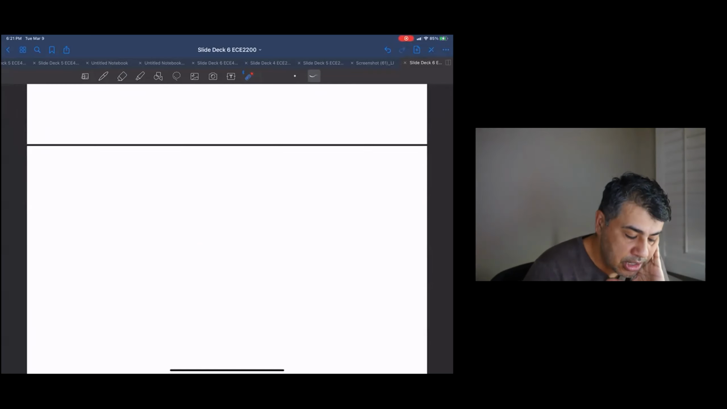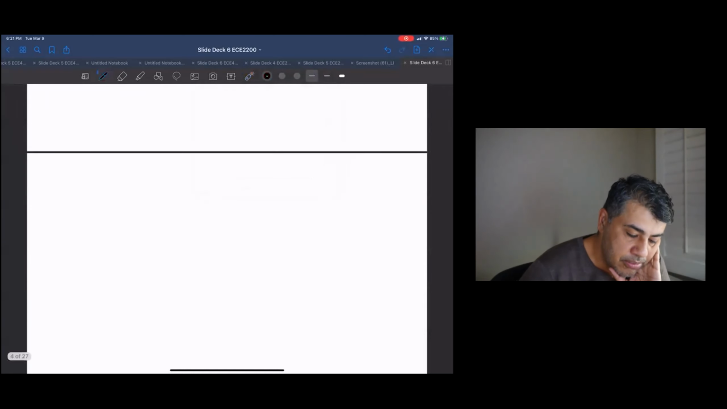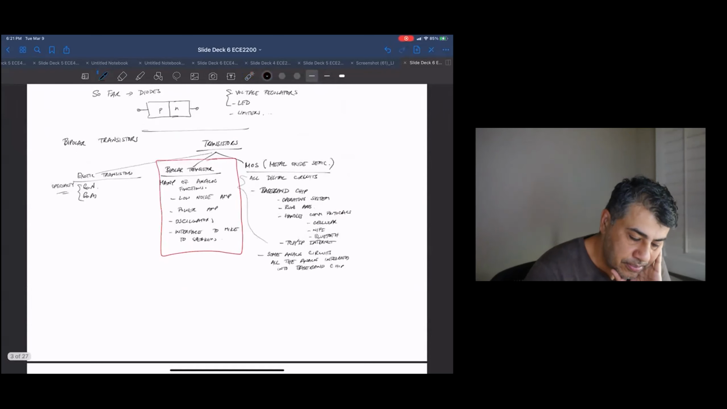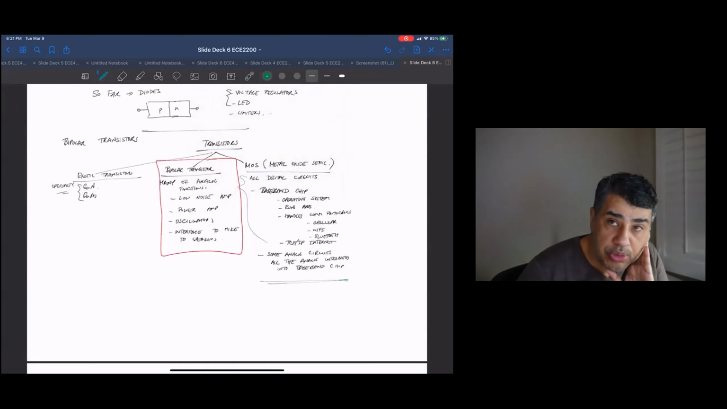So like I mentioned, just by this nature, MOS transistors, for the most part, most MOS transistors out there are switching circuits.